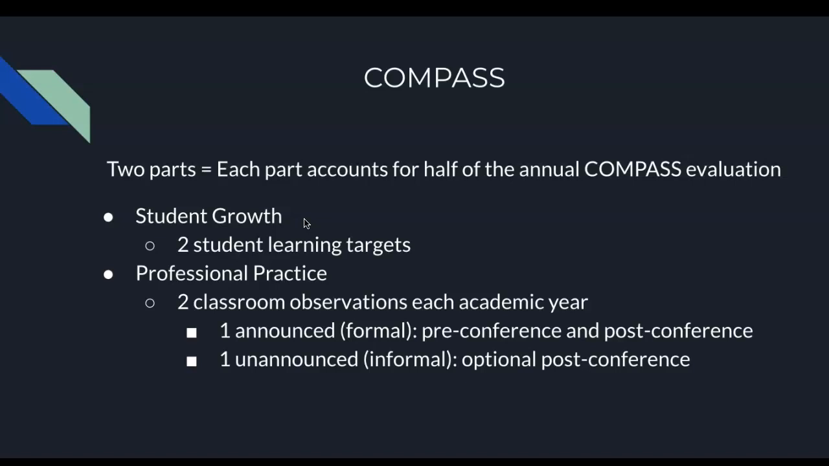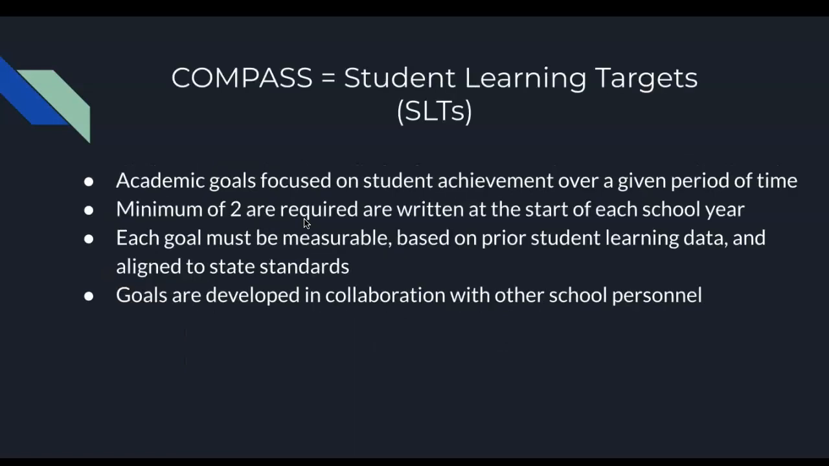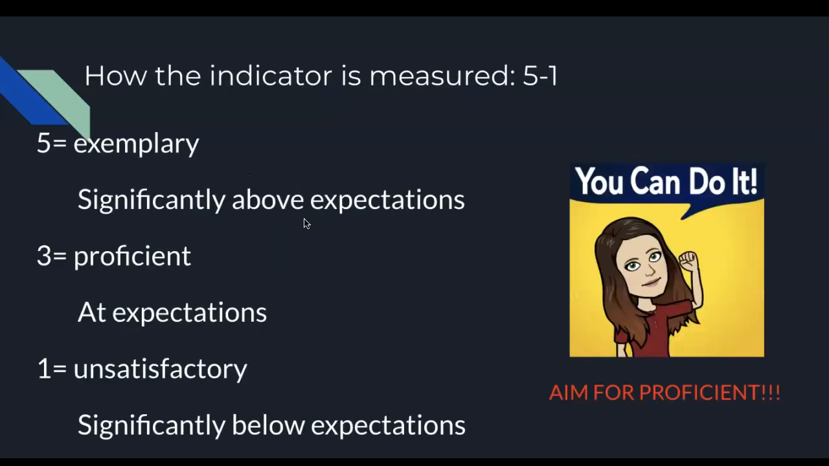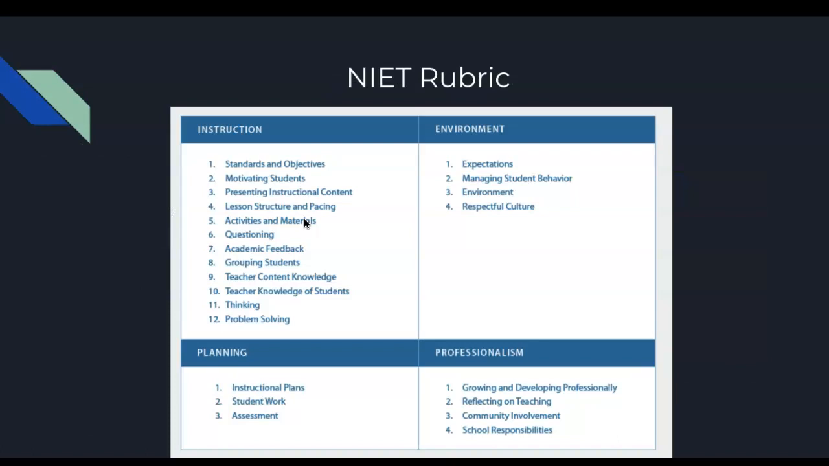And that is where you and your team and your administration set 2 specific learning targets for your students for the entire year. They need to be measurable, they need to be based on student learning data, and they need to be aligned to the state standards. So besides that, we really want to see that these 2 rubrics are very similar. The biggest distinction is that Compass has that circle of student learning targets and not just the observation, and that all of this is based on good instruction.